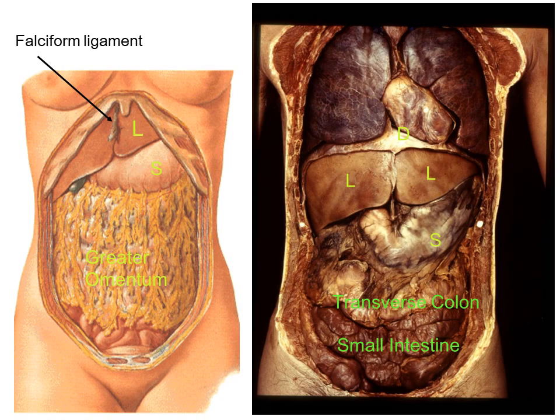In this picture, it is very clear. We can see some parts of the liver. L is for liver, right and left parts of the liver, D for diaphragm, S for stomach, the transverse colon, and part of the small intestine. Also on the left of the screen, we can see the falciform ligament, liver, stomach, and greater omentum, or the policeman of the abdomen.